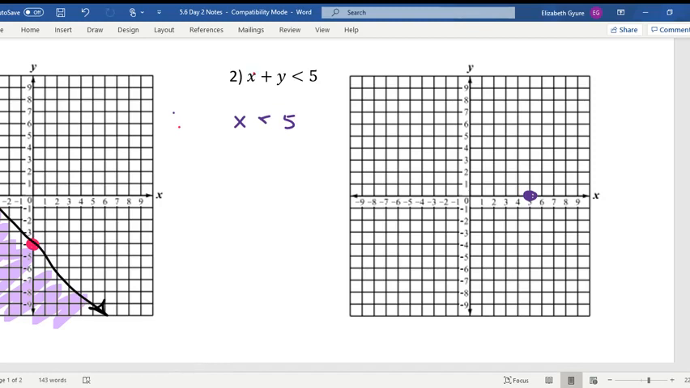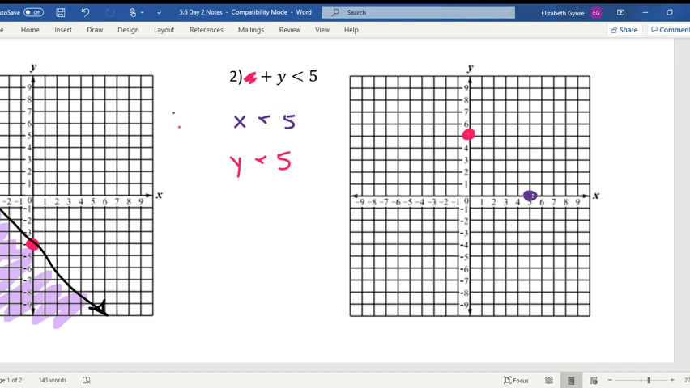Yep, cover up the x. Good. So that'll give me y is less than 5 again. So Asia, where can I put a dot on my y-axis? Yep, at positive 5. Good.